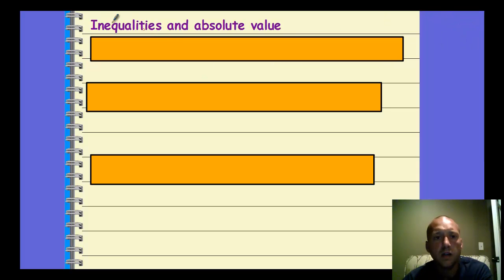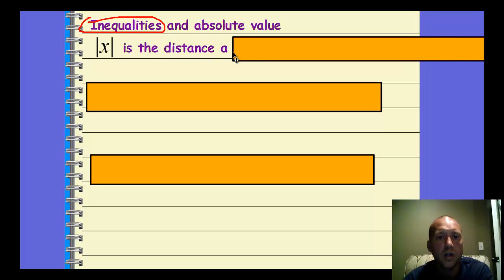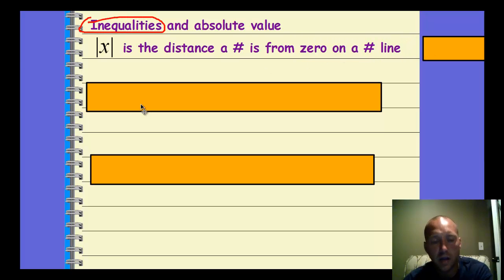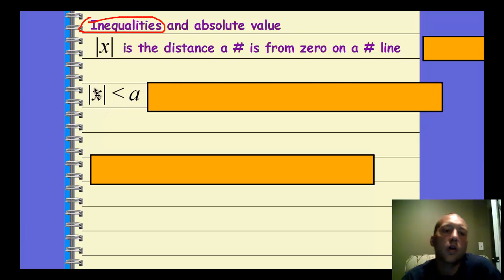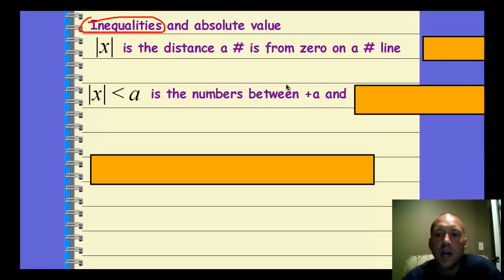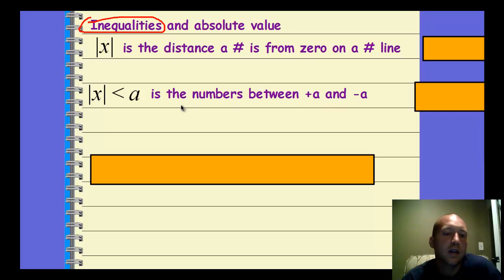And part B goes into inequalities. So now we're going to add inequalities to it. So instead of just staying equations, it makes it a little more difficult. So the absolute value of x is the distance a number is from 0 on a number line. I already mentioned that. The absolute value of x is less than a. When you have an inequality, this distance has to be smaller than the distance a. So it's the numbers between a and negative a.